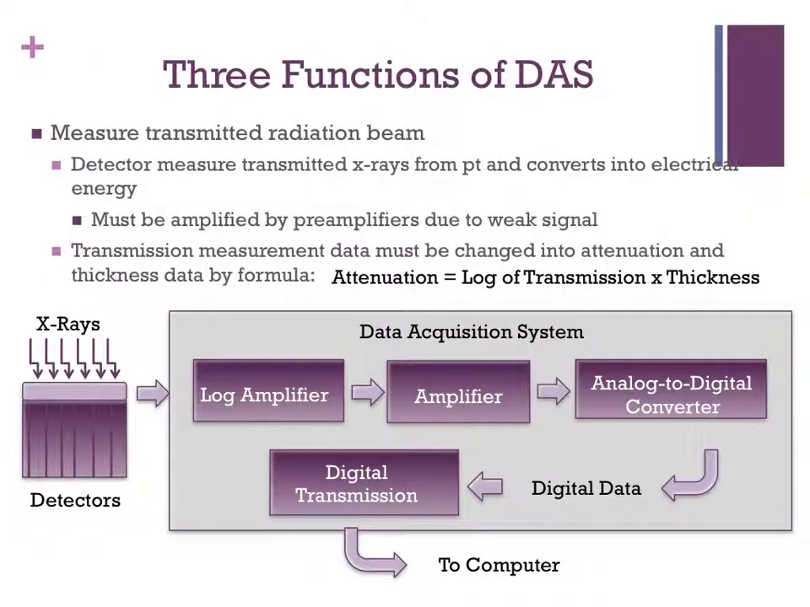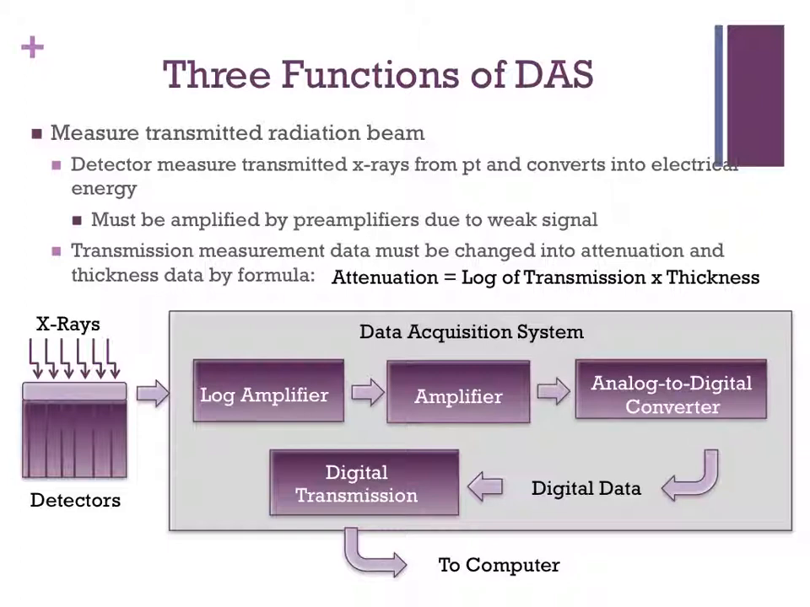So now we will discuss the 3 functions of the data acquisition system. The data acquisition system refers to the detector electronics positioned between the detector array and the computer. It performs 3 functions, which are measuring the transmitted radiation beam, encoding these measurements into binary data, and transmitting the binary data to the computer.